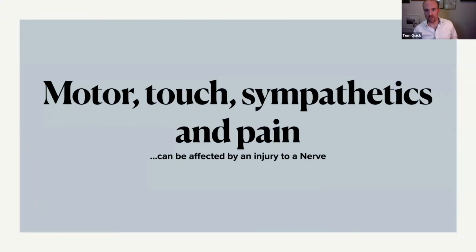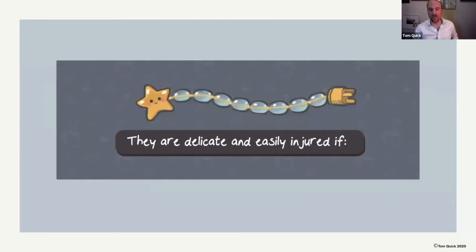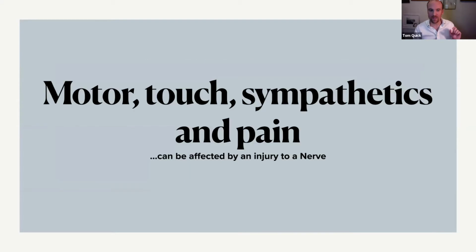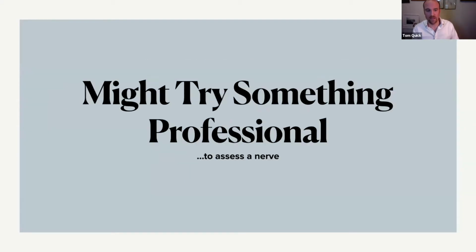So it's motor, touch, sympathetics, and pain. And that's all that the nerves do. And to remember all those functions of nerves, because quite a lot of you commonly would just say, well, there's a wrist drop, but not tell me that much about exactly what's going on with anything else. So we need to recognize that that's motor, touch, sympathetics, and pain. Might try something professional, MTSP.